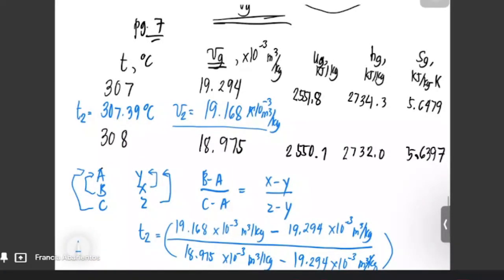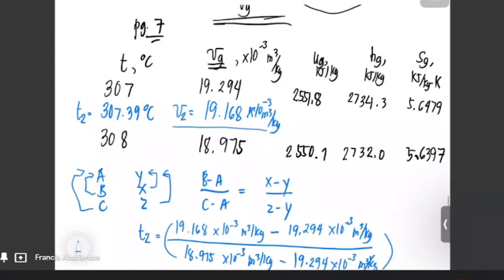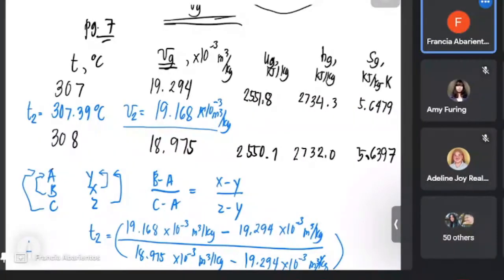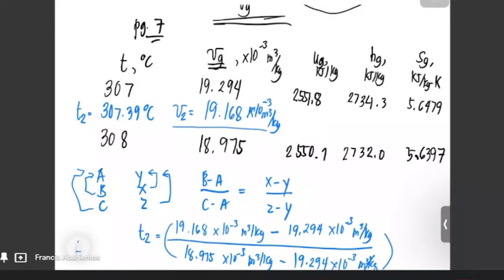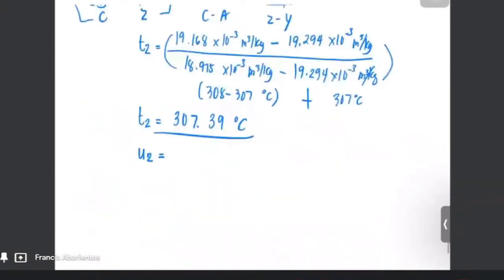O, bakit iba-iba? 2 decimal. Yung iba? 2, 2, 2. Yan, may nakita na ako. So, the internal energy at point 2, computation ni ma'am is 2551.13 kilojoule per kilogram.